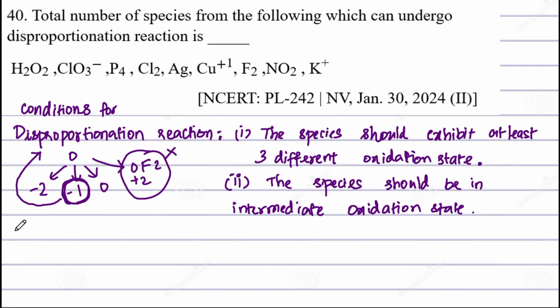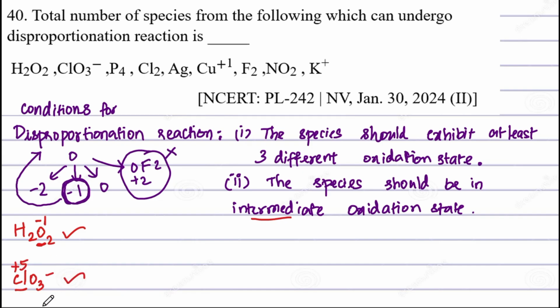Now let us see the given species H2O2, hydrogen peroxide. So already I told the oxidation state of oxygen in hydrogen peroxide is -1. So it is obviously the intermediate oxidation state. So hydrogen peroxide will show disproportionation reaction. Then the next one is ClO3 minus. So we have to find the oxidation state of chlorine. So X minus 2 into 3 is 6 equal to -1. So the value of X is +5. So the oxidation state of chlorine is +5.